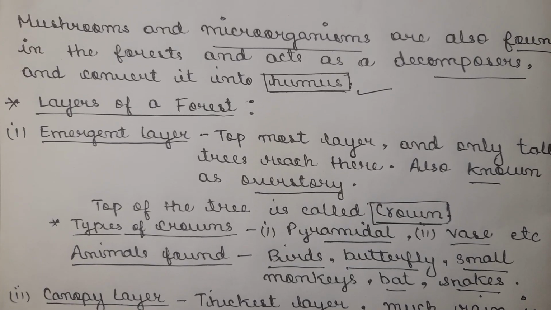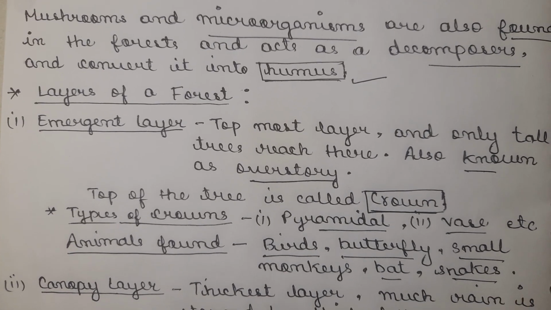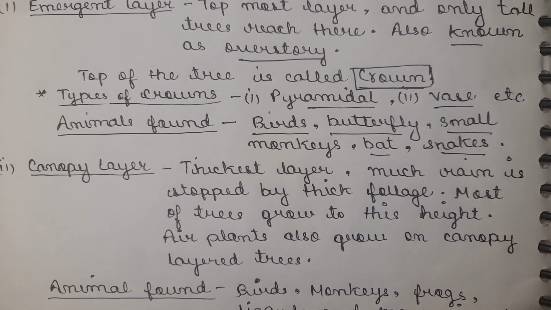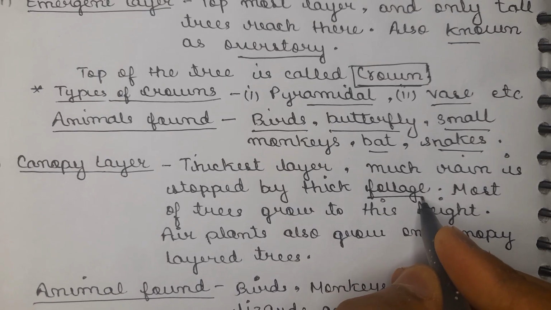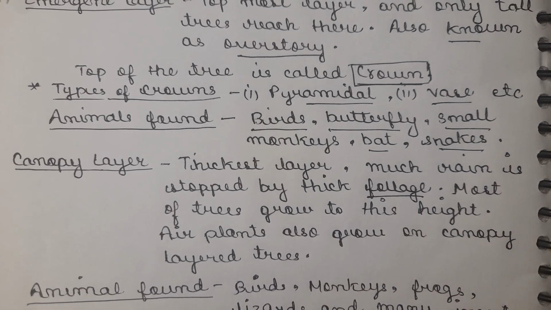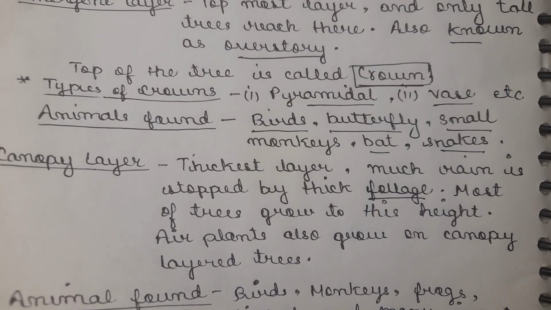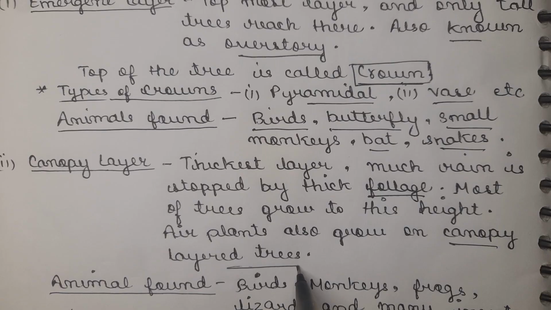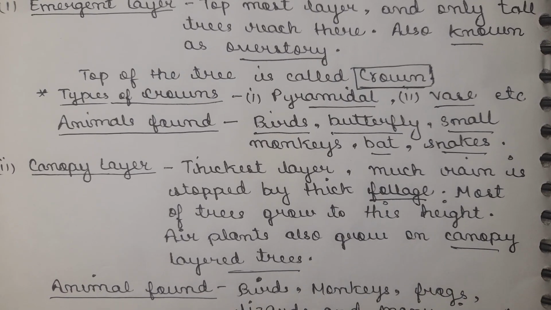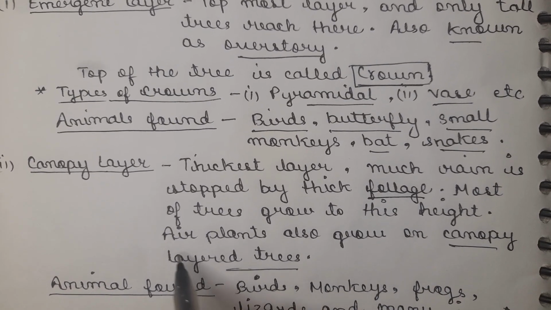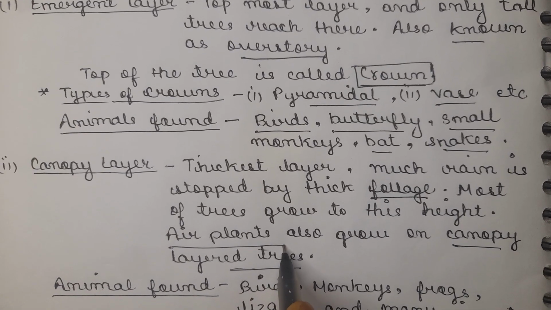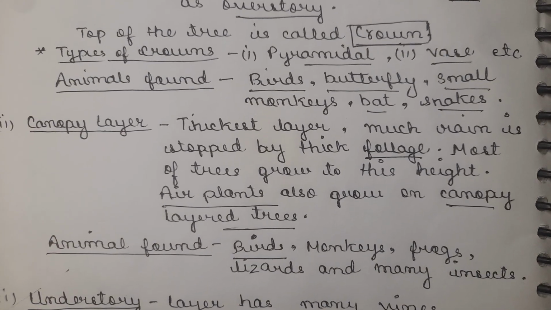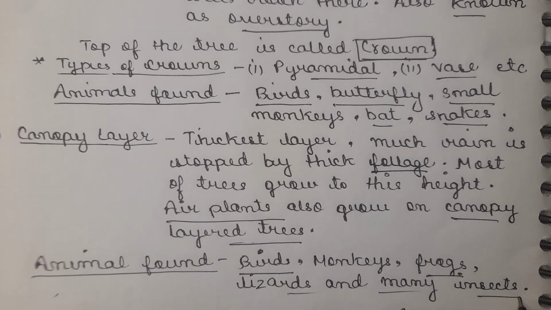Now moving to the second layer of the forest, that is the canopy layer. The canopy layer is the thickest layer, and much of the rain is stopped by this thick foliage. Most of the trees in this forest grow to this height only, and there are many plants that grow on the canopy layer trees and whose roots do not reach the ground. These plants are called air plants. The animals found in this layer include some birds, monkeys, frogs, lizards, and many other insects.